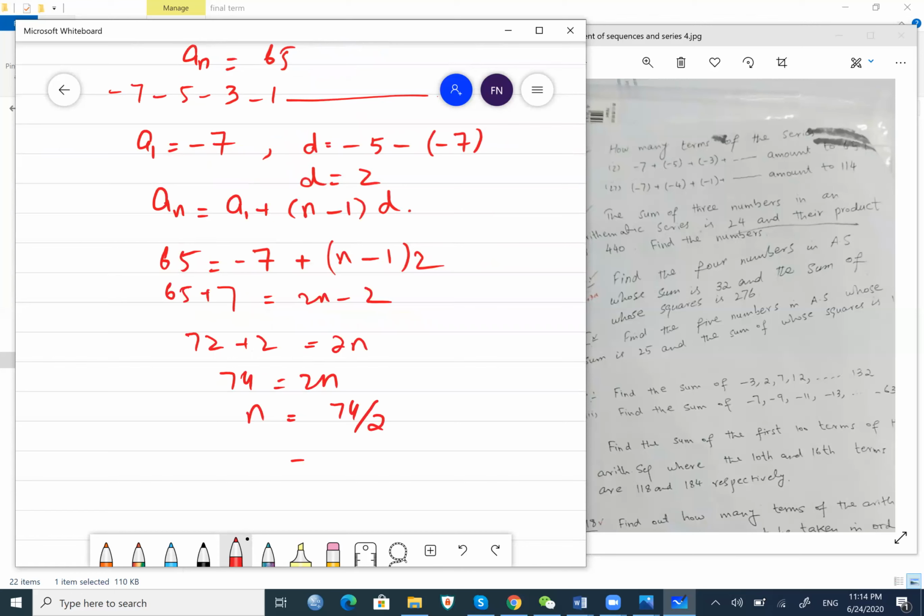So the 37th term of this sequence would be 65.